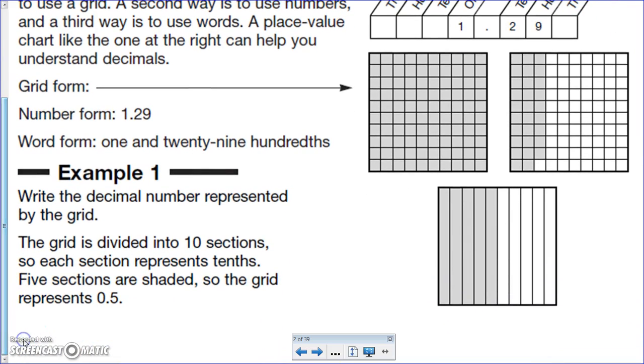Example 1. Write the decimal number represented by the grid. The grid is divided into 10 sections, so each section represents tenths. 5 sections are shaded, so the grid represents 5 tenths, written as 0, decimal point, and a 5.